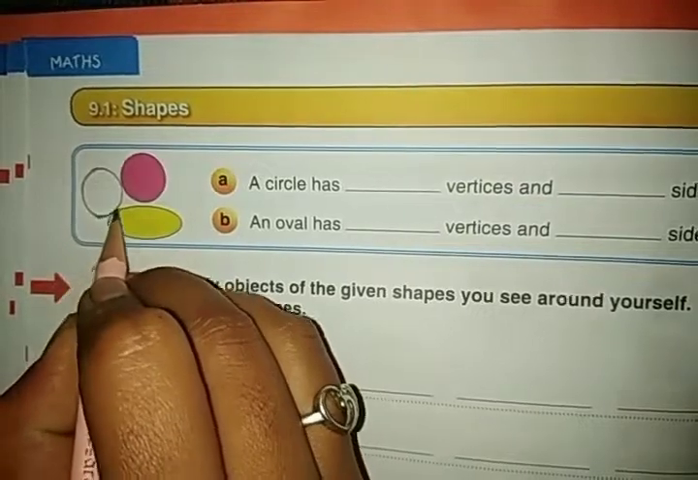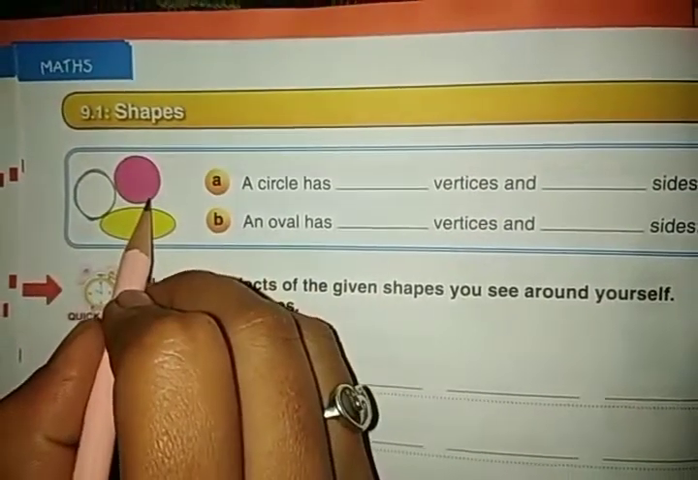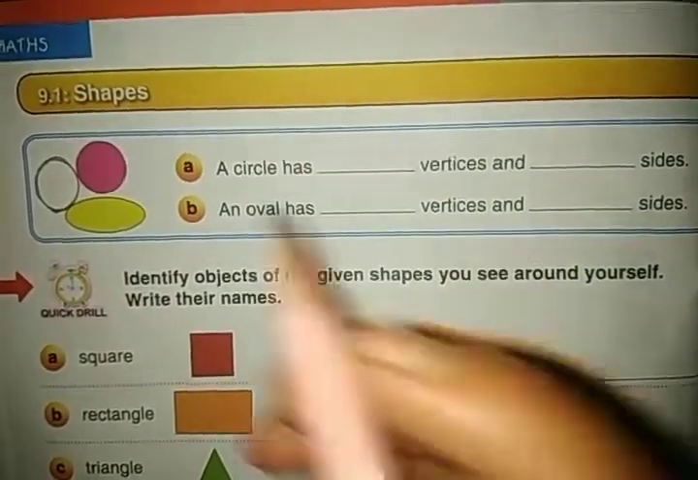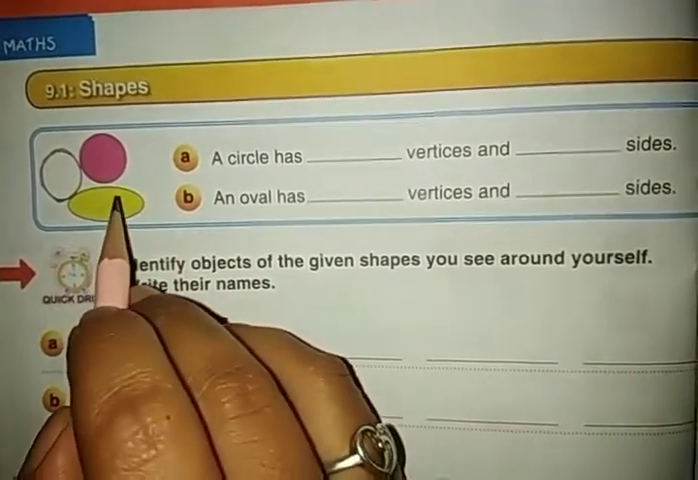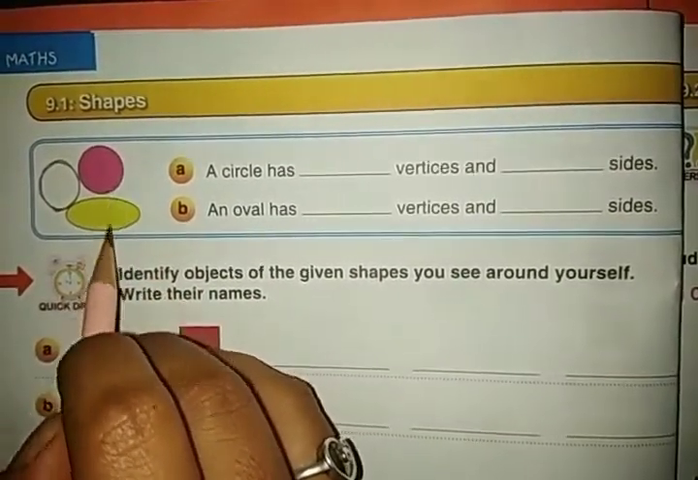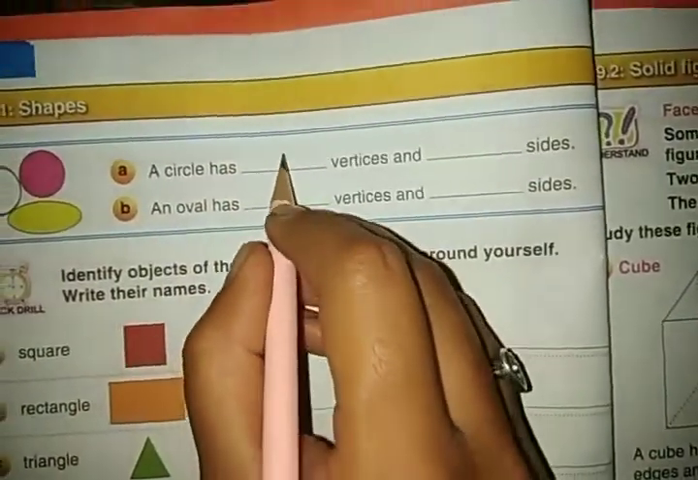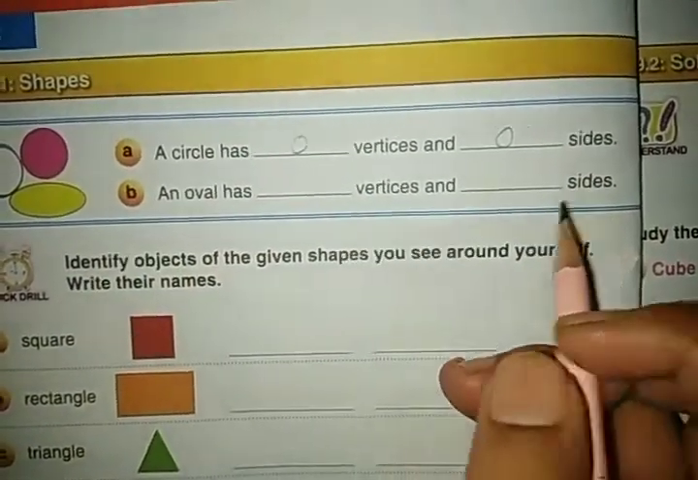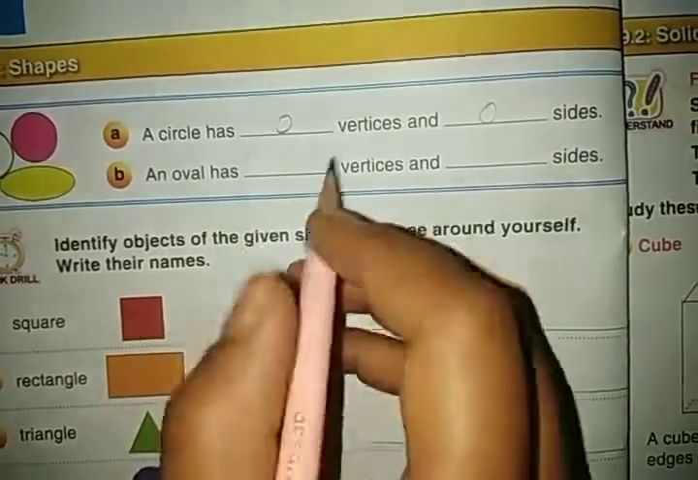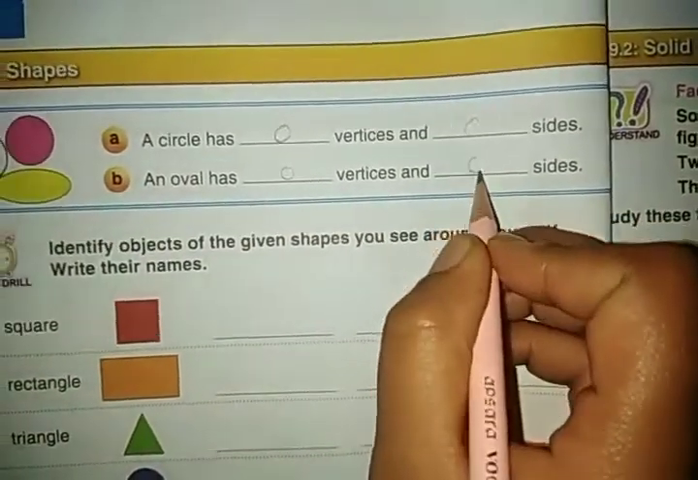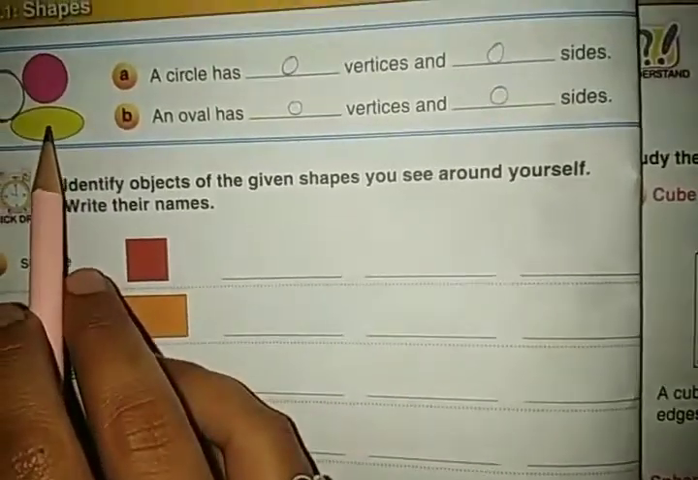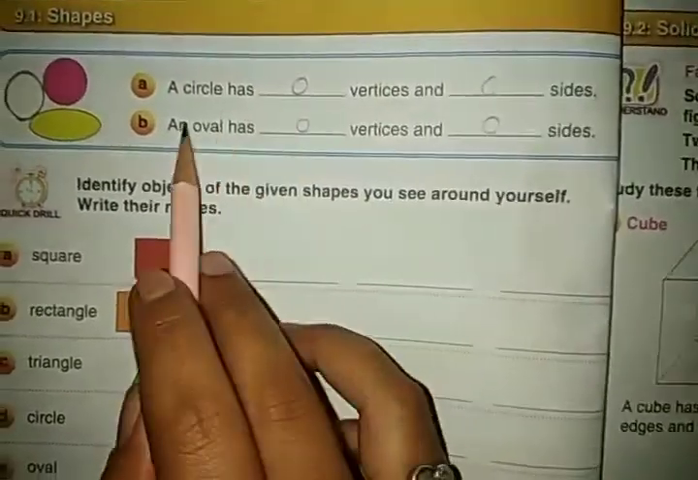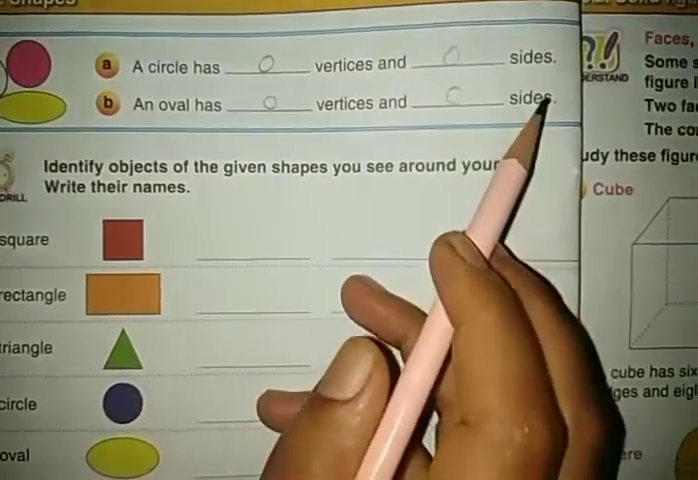Yes, when a curved line joins, then only a circle forms. But it has no straight lines and no vertices. No points are present in both the shapes and no sides are present in both the shapes. Okay, so a circle has 0 vertices and 0 sides. An oval also does not have vertices and sides. So an oval has 0 vertices and 0 sides.